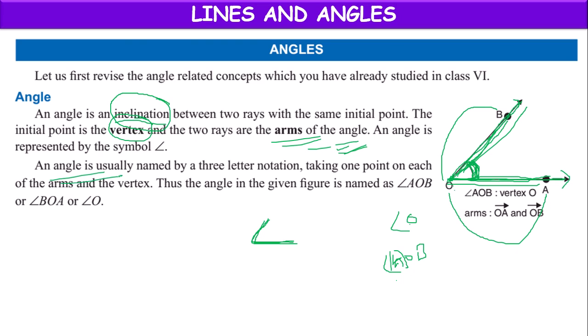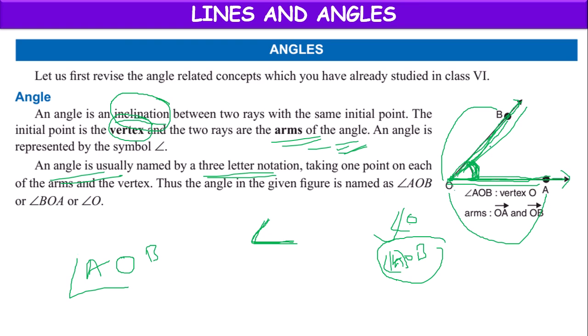Actually, an angle is usually named by a three-letter notation, like this AOB, three letters. The common initial point comes in the middle, and the other points come at the ends. A is one point of the first arm, O is the common initial point, and B is one point of the second arm. Like this, an angle is normally a three-letter combination.